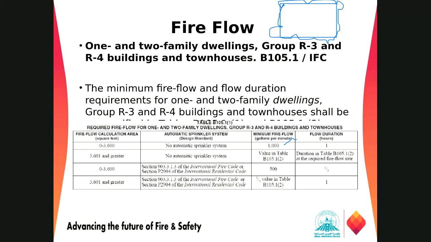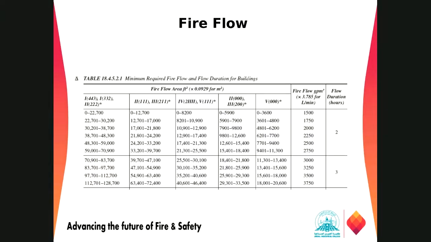And if the area of the building is 3,600 square feet or greater and without an automatic sprinkler system, this table is not going to work for that one. We have another table we are going to use on the next page. Here is the minimum required fire flow and flow duration for buildings. Here they have just considered it based on the construction type.